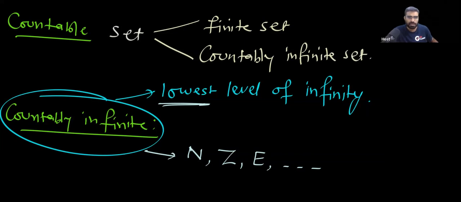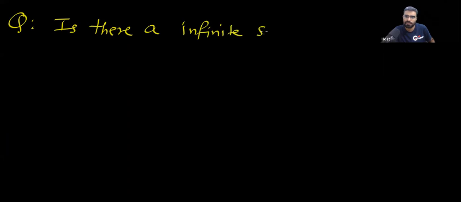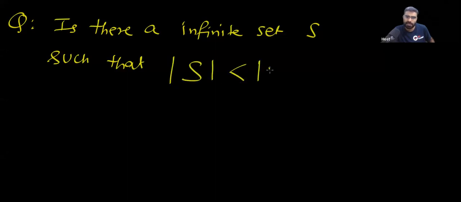Now remember one point, that countably infinite is the lowest level of infinity. So tell me, does this type of set exist? Is there an infinite set S such that the cardinality of S is strictly less than the cardinality of N? Tell me, is there any such set? The answer is no. Why? What is the reason?